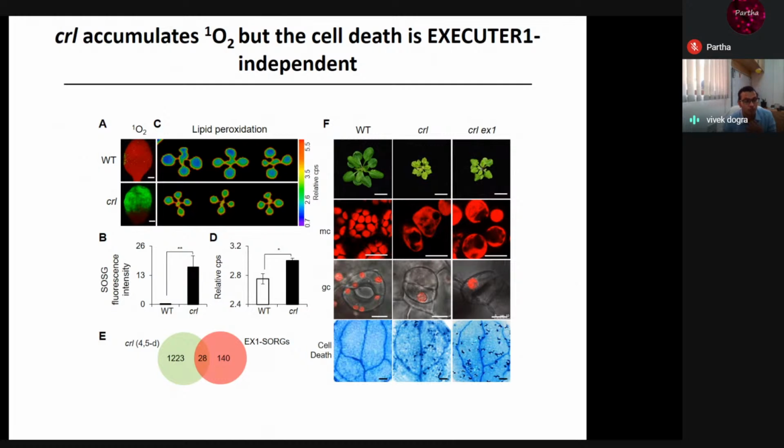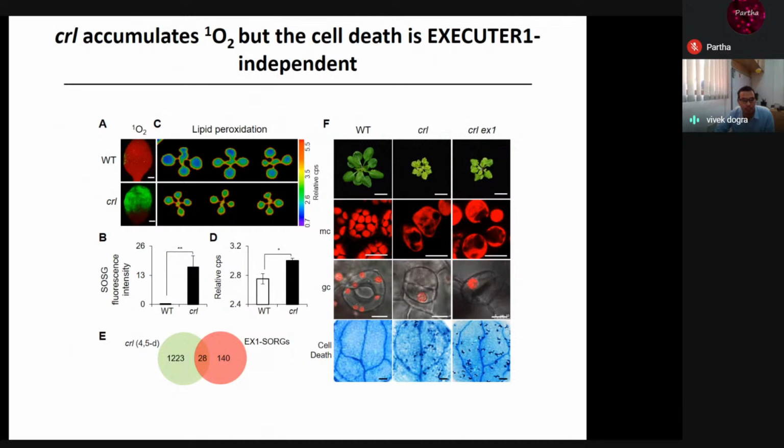But we also thought maybe it is because of EX1, so we checked whether EX1 was involved or not. We crossed with the EX1 mutant and knocked out EX1, and surprisingly, what we found was that the cell death was still prevailing in the CRL-EX1 mutant. This suggested to us that the cell death in the CRL was independent of EX1, and the signaling was also independent of EX1.